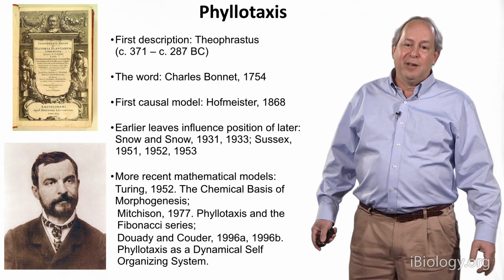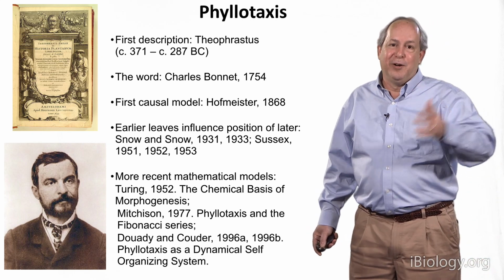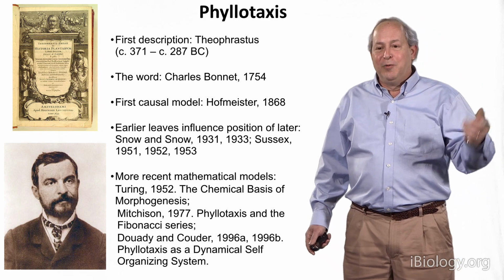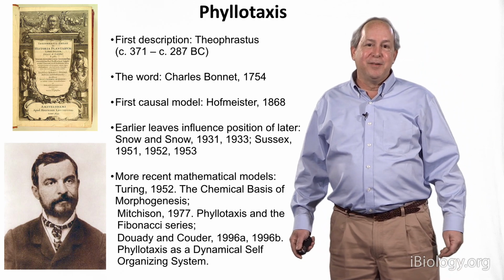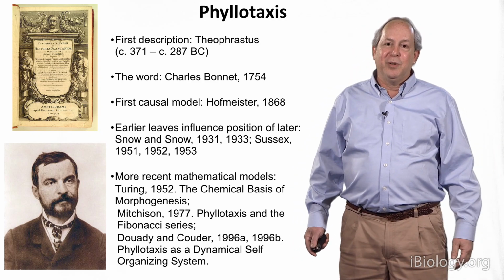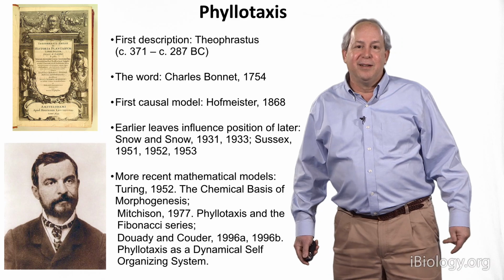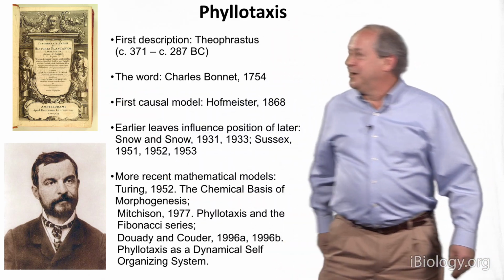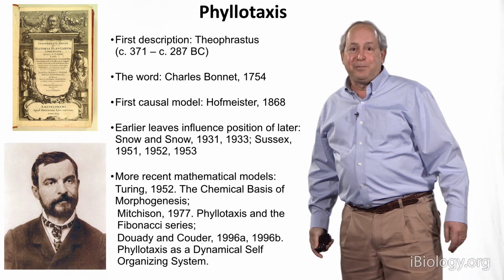How does something as dumb as a plant measure an angle of 130 to 140 degrees around its stem over and over again? They don't have protractors. The first description of phyllotaxis was by the ancient Greeks. Theophrastus described it in this book that you can't read, but there's the title page, Historia Plantarum.